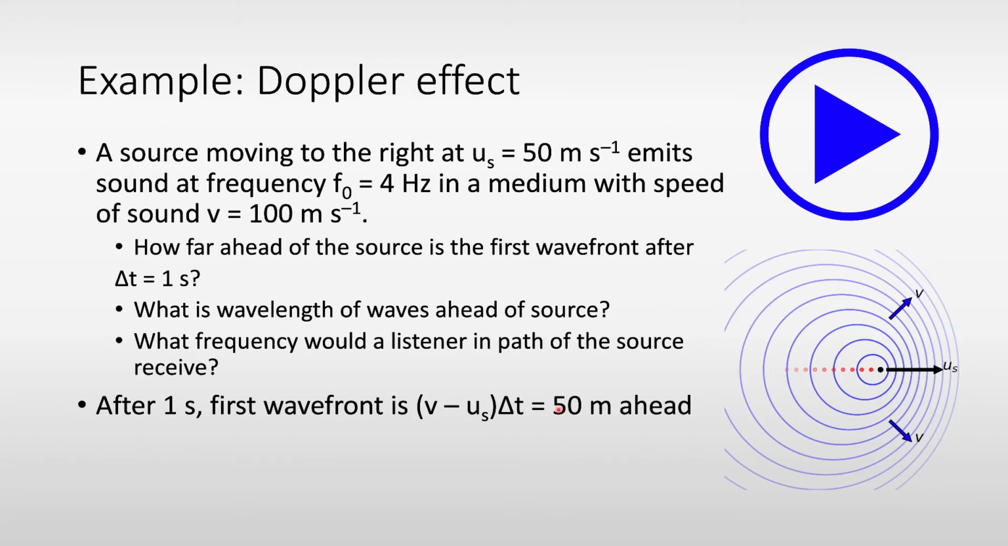We know that there are 4 wavelengths in that space still, so in 1 second 4 wavefronts have been emitted. There's still 4 in that 50 meter space. So what that means is the wavelength ahead of the source is 50 over 4, which is 12.5 meters.